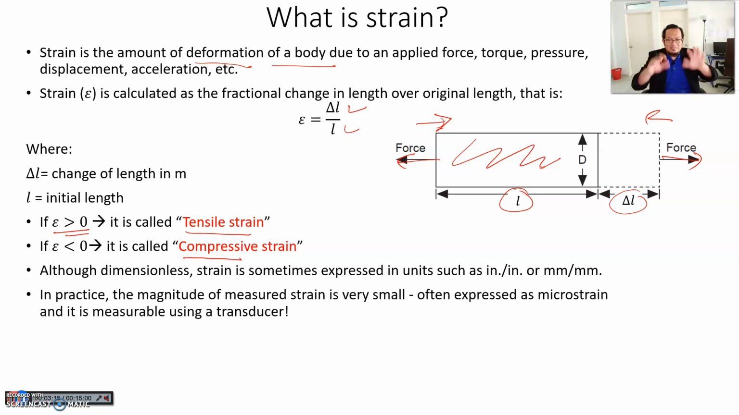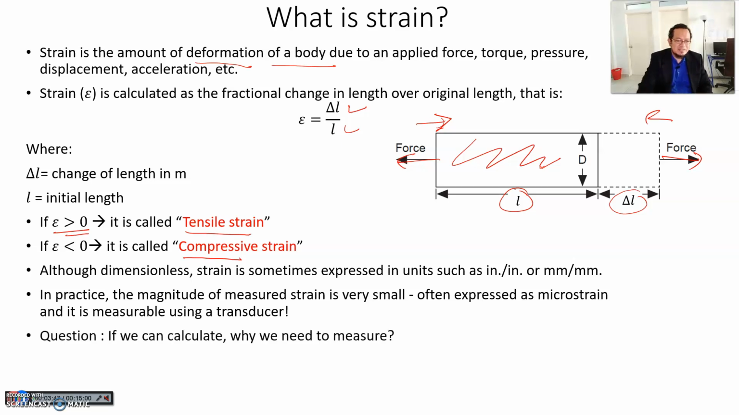Imagine the object is a metal. If you put a force, it will not change length in a very drastic way like a rubber band. Depending on the type of material or object that you're going to put a strain on, for example, most applications are used on very solid metal, so it is often expressed in microstrain and is measurable using a certain transducer. We'll talk about that after this.